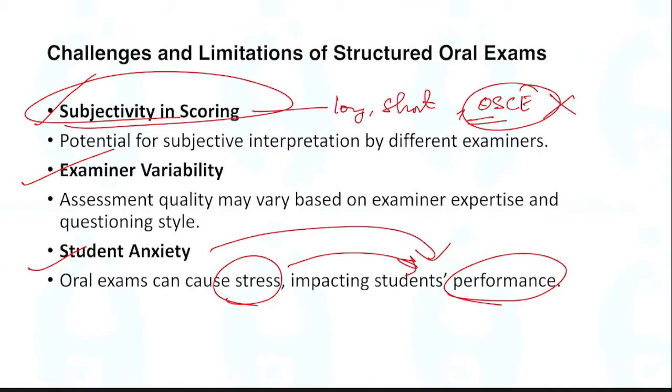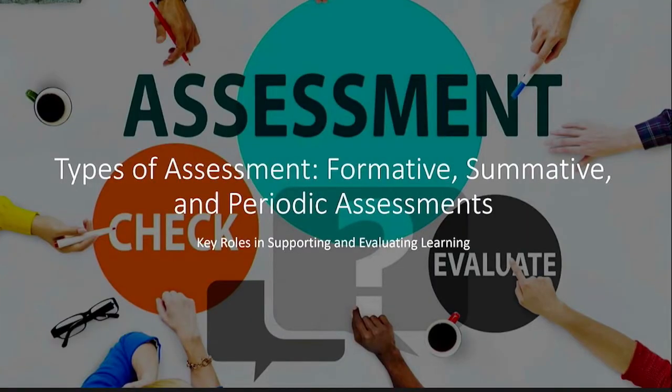So that was about the types of oral exams. Remember the short case, long case, and OSCE systems, and their advantages and disadvantages. The advantage of OSCE is its objectivity, its structured method, that it is less time consuming, and that it assesses various skills in a properly structured manner. Next important point is about assessment. What are the types of assessment?